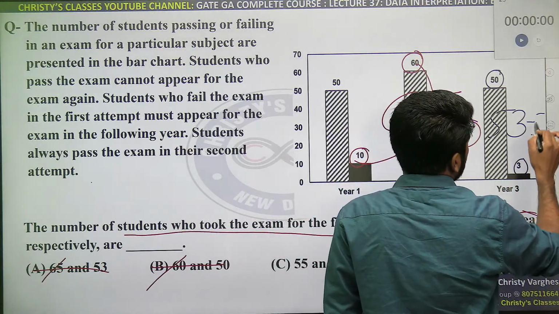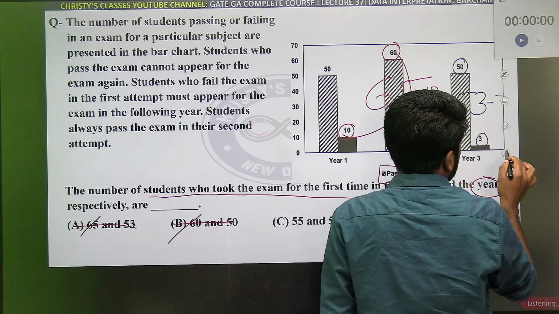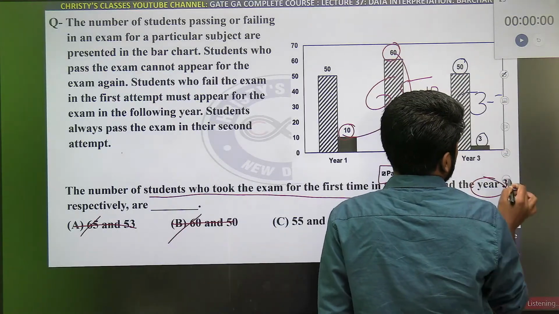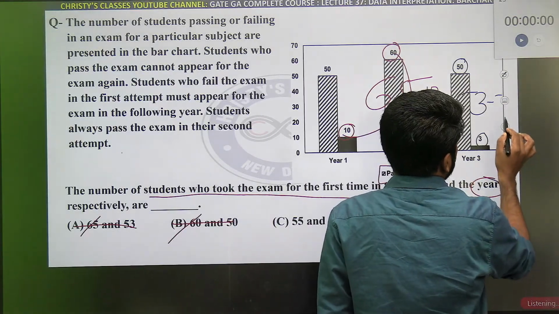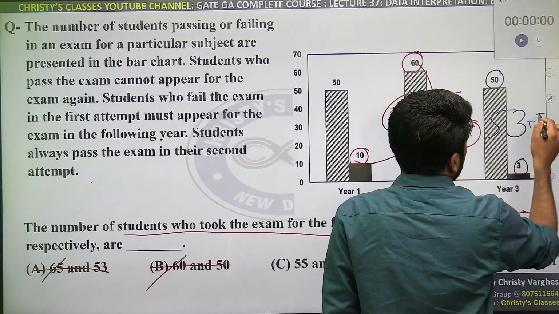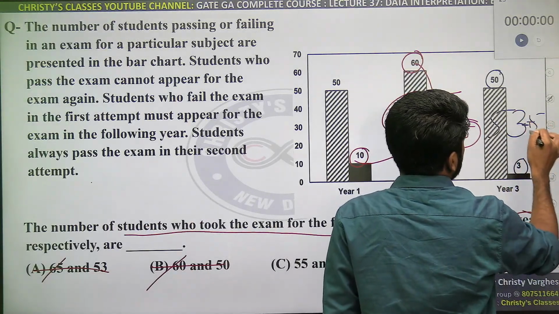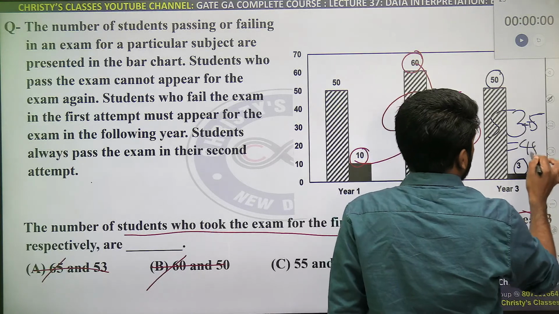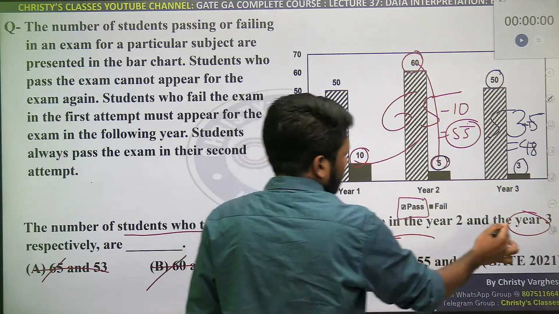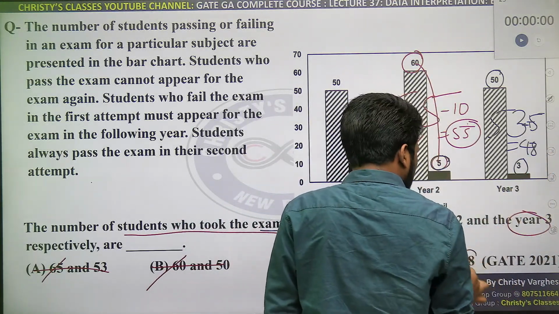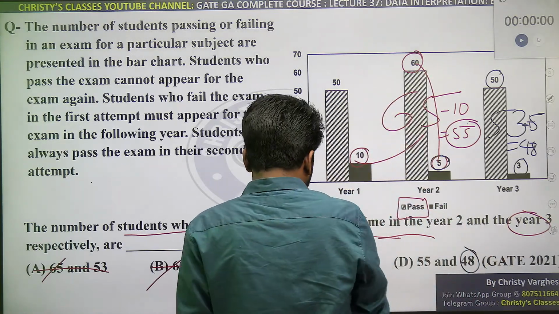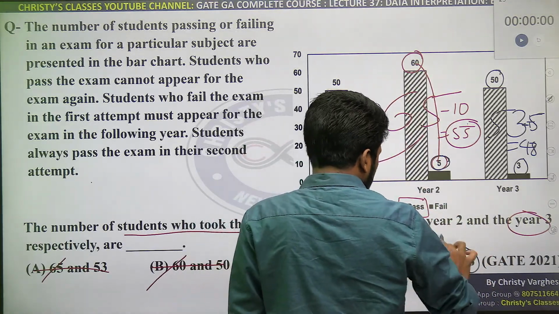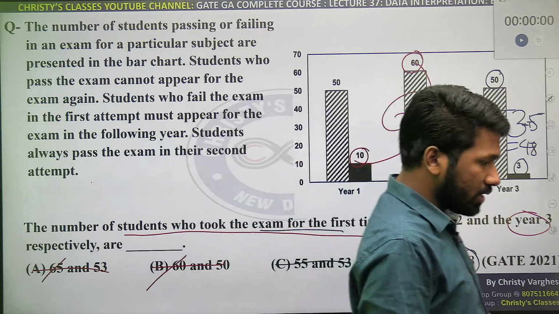53 minus 5, sorry. 48 people will be appearing for the first time in year 3. That is 48, which should be the second part. So option C is eliminated. Option D only says 48 in the second part.